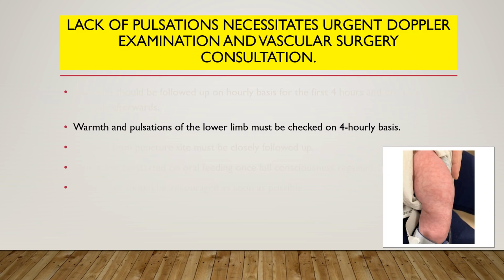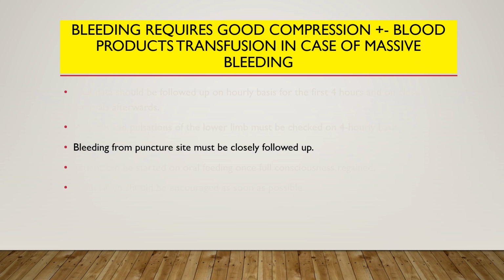A cold, mottled limb with weak or absent pulsations necessitates an urgent Doppler examination with documented vascular surgery consultation. And in case of bleeding from the puncture sites, you need to do a good compression, plus or minus blood products transfusion in case of massive bleeding, plus or minus vascular surgery consultation.